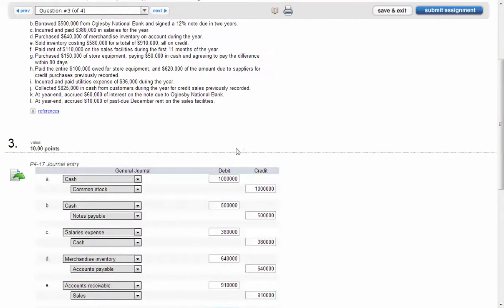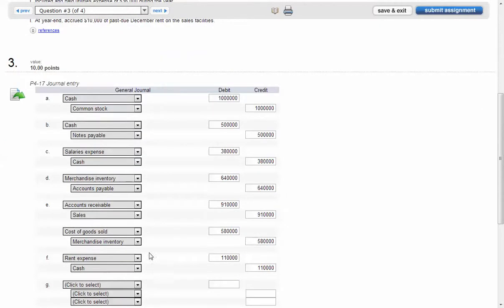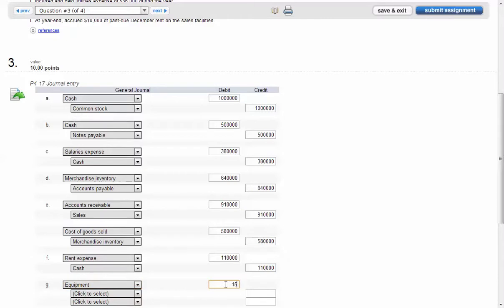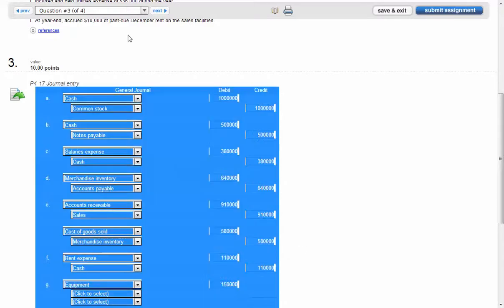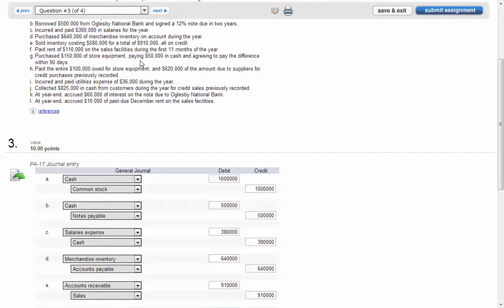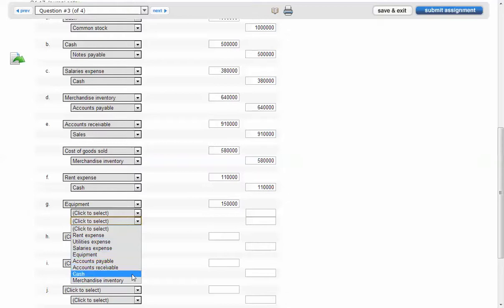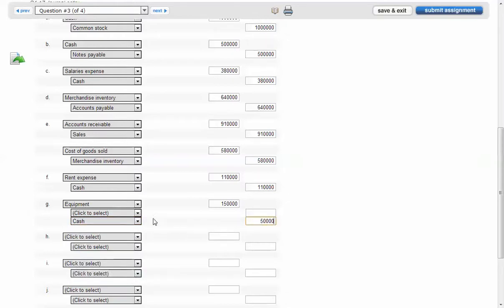How about G? Purchased $150,000 of store equipment. Well, we could stop there. If we're buying store equipment, we know we're going to debit equipment, $150,000. That increases the assets we bring into our building, things we own. And then we paid $50,000 cash and agreed to pay the difference within 90 days. So again, anytime we pay cash, you should know we credit the cash for $50,000. And the difference will be an IOU, which is an accounts payable, for $90,000.